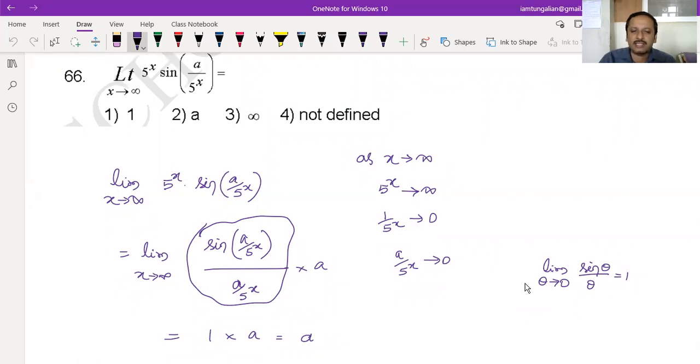So it's of the form sine theta by theta. That's equal to 1 as theta tends to 0. Into that, a was missing, so multiplied and divided by a. 1 into a. We got the answer as a.